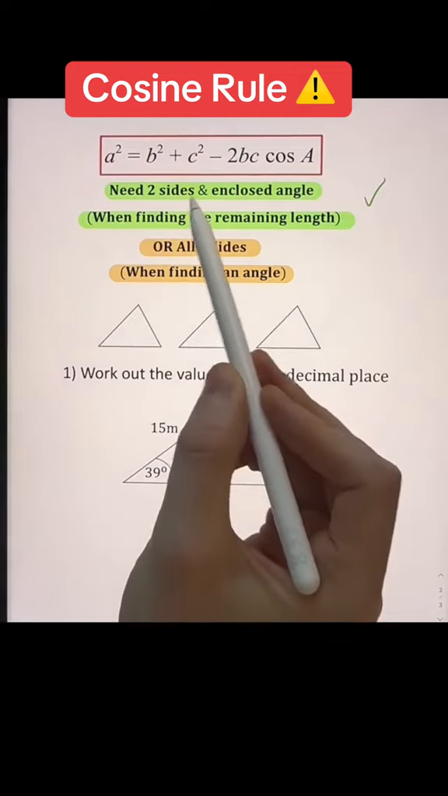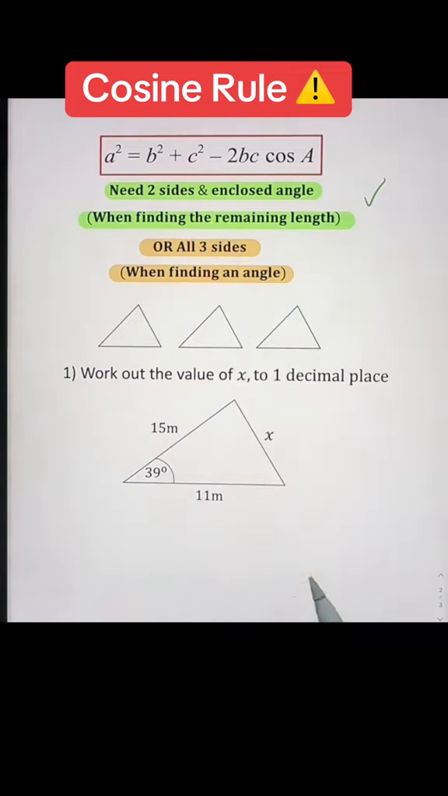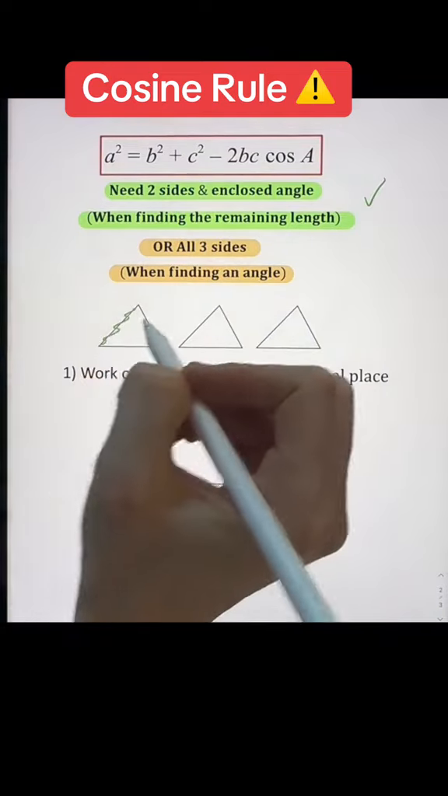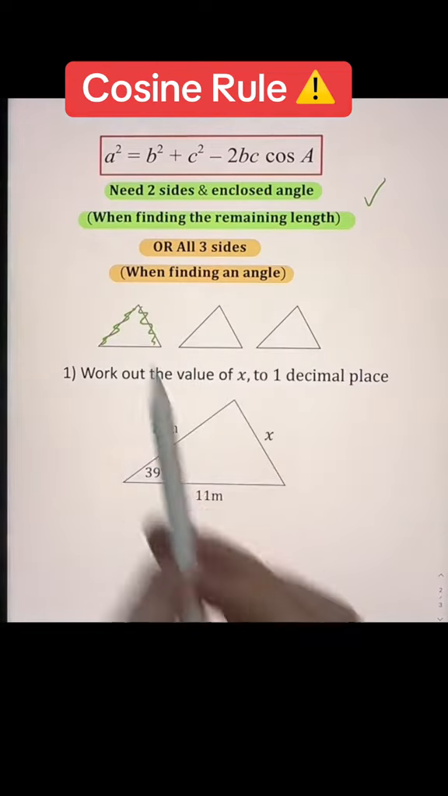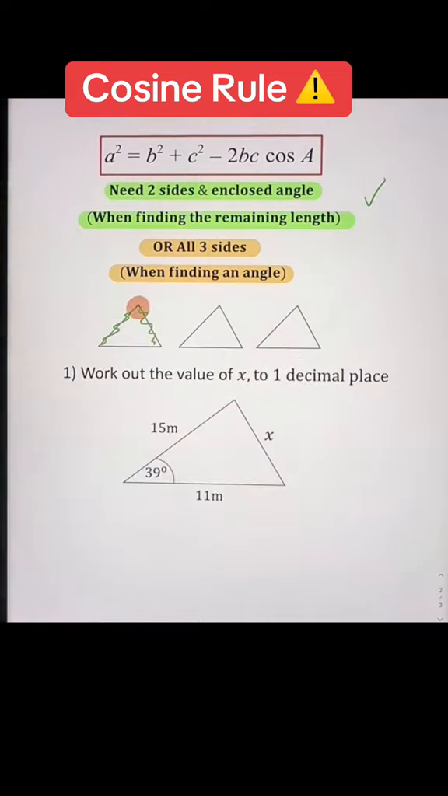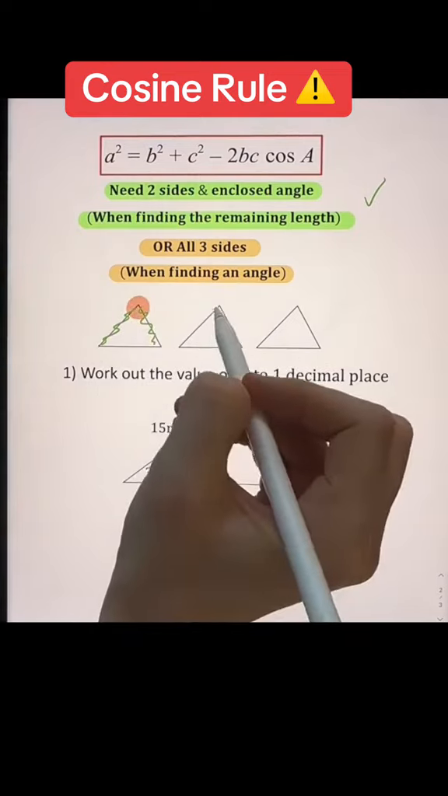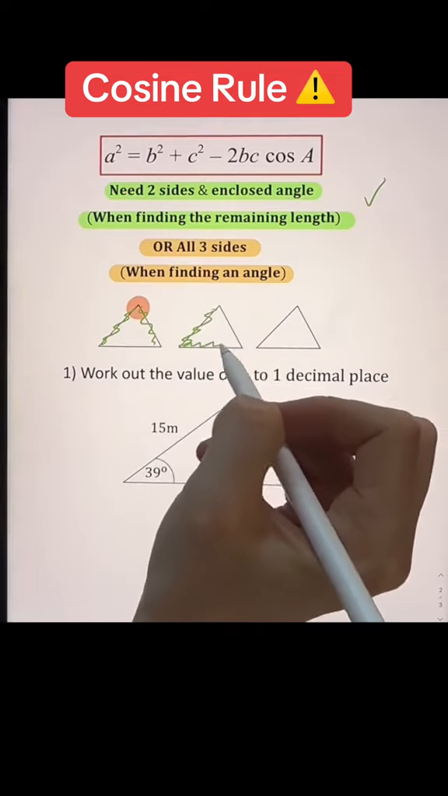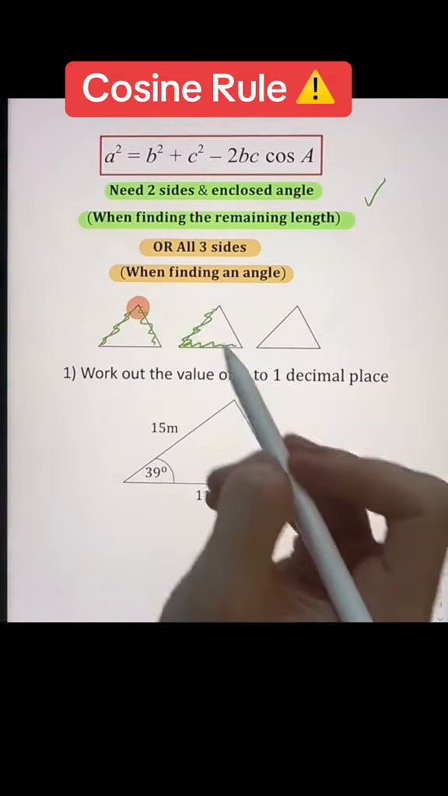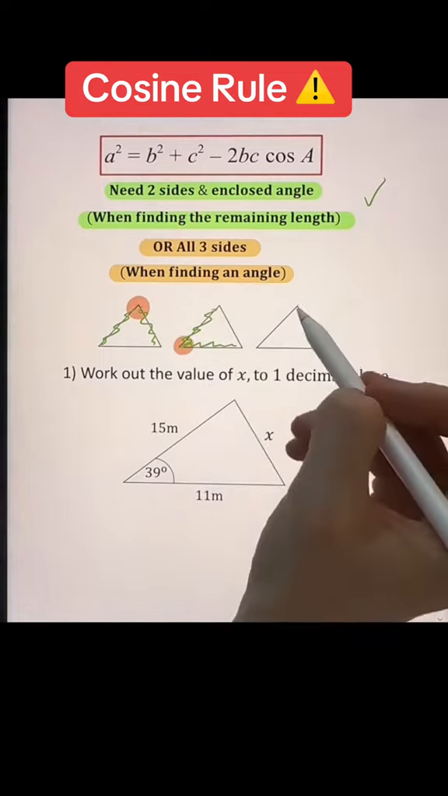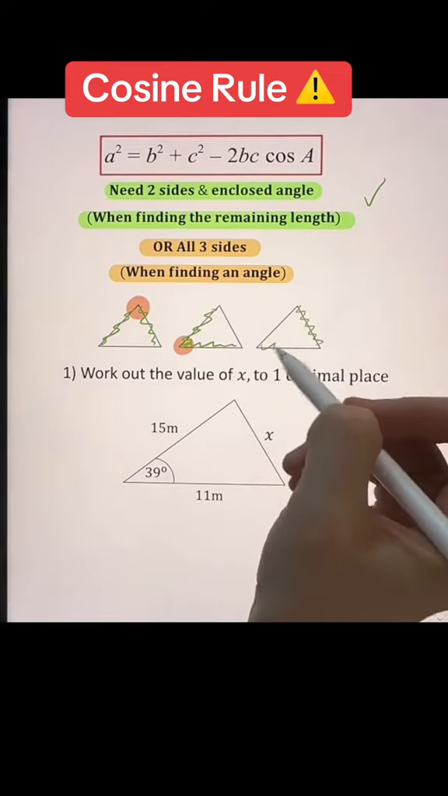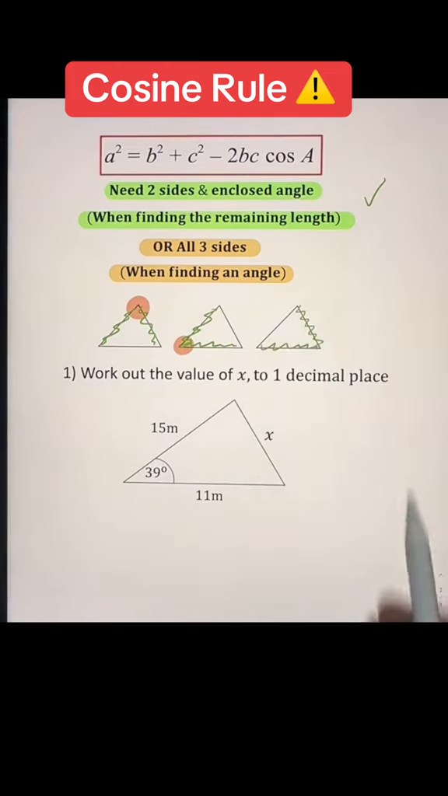Well, what does two sides and an enclosed angle actually mean? Here are my three types of triangle. If I'm given the left-hand side and the right-hand side, therefore my enclosed angle is the angle that encloses the two sides, which will be here at the top. Alternatively, if I was given the length on the left and the length on the base, therefore my enclosed angle will be the angle here on the left-hand side. Likewise, if I was given the right-hand side length and the base, therefore the enclosed angle would be the bottom right angle.